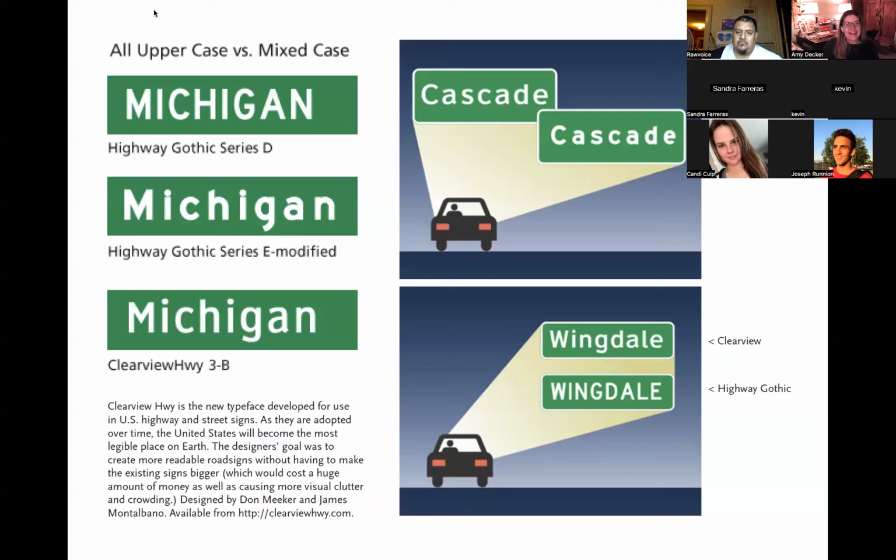All right. That's the end of this lecture. We're going to talk a little bit about typefaces and figure out what these old typefaces can teach us as we move into using them in modern and unique ways.